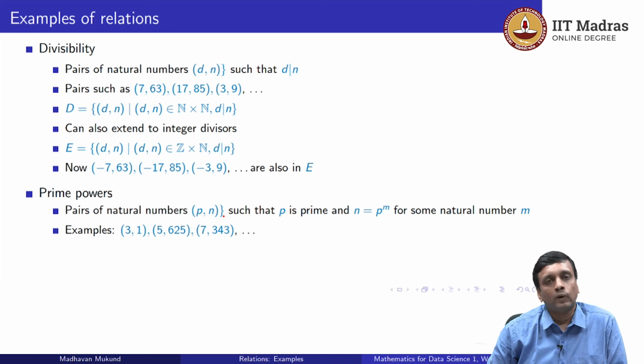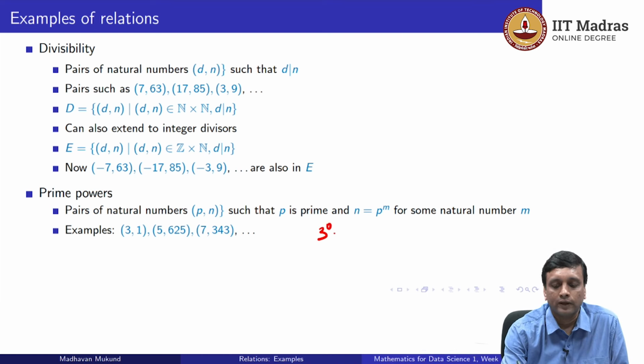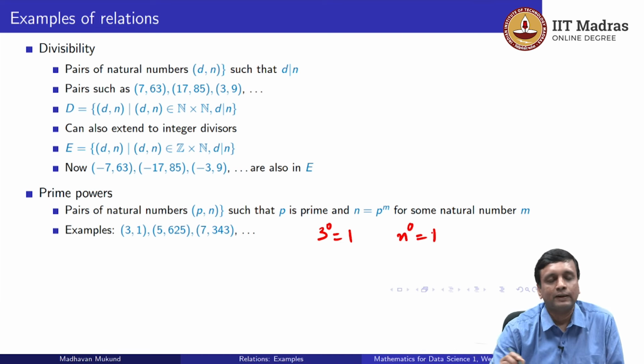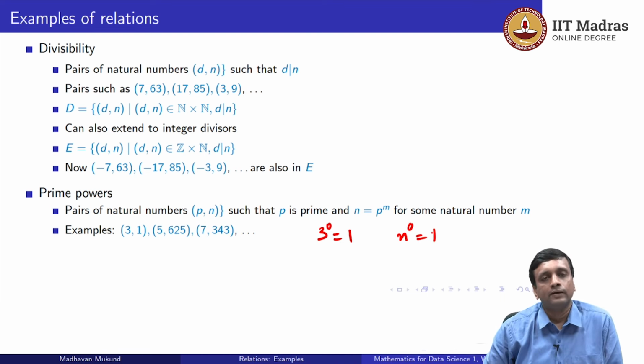Why is 3 comma 1 in this relation? Because anything to the power 0 is 1 by definition. So 3 to the power 0 is 1. In fact, any number to the power 0 is 1, this is by definition. So for every number, comma 1 will be a prime power.